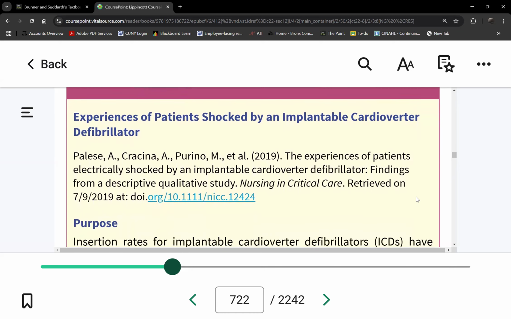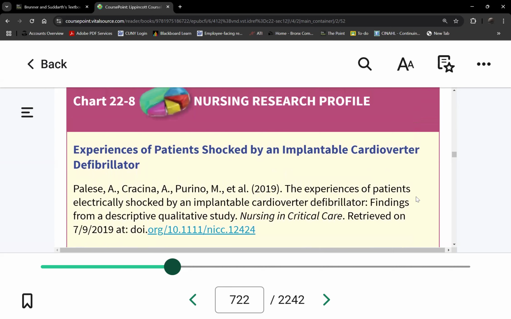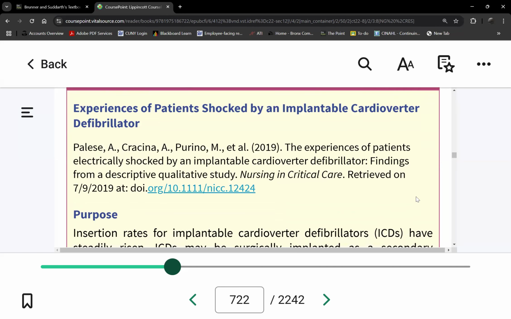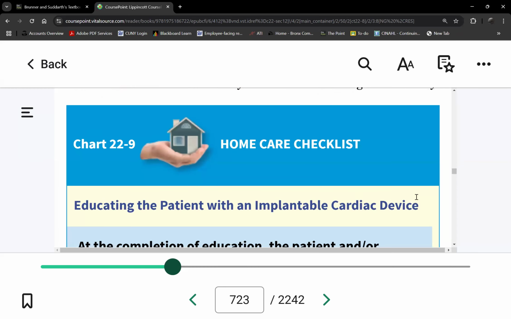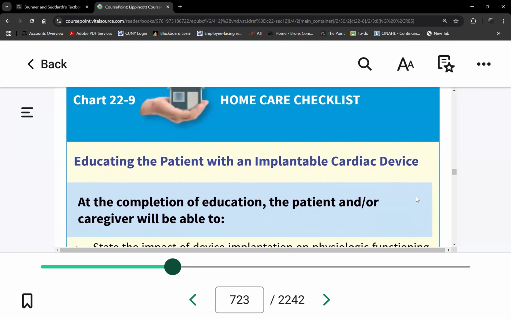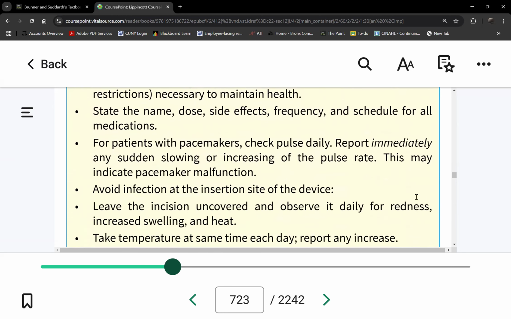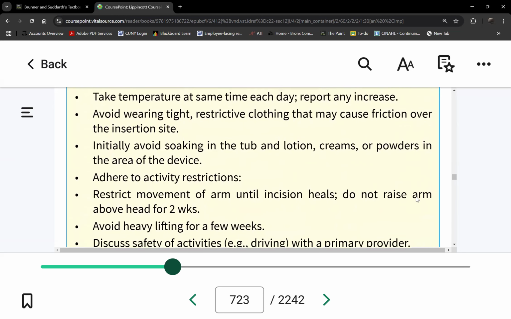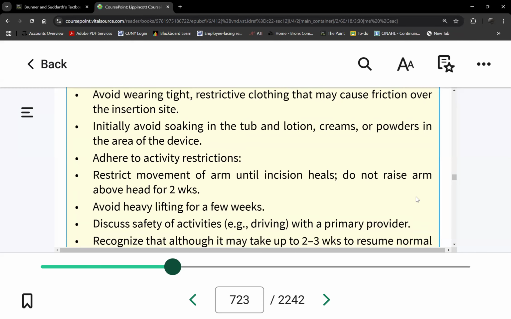Chart 22-8. This is both for ICD and pacemaker. Does that make sense? Because the title of the chart, is this really ICD or pacemaker? No, it just says implantable cardioverter defibrillator. Okay, so it could be, yeah. Actually, that's not the chart. It's this one. Chart 22-9, sorry. So chart 22-9 applies to both pacemakers, implanted pacemakers, and implanted ICDs. So here from clothing, of course, taking temperature is to prevent infection or at least catch infection early.